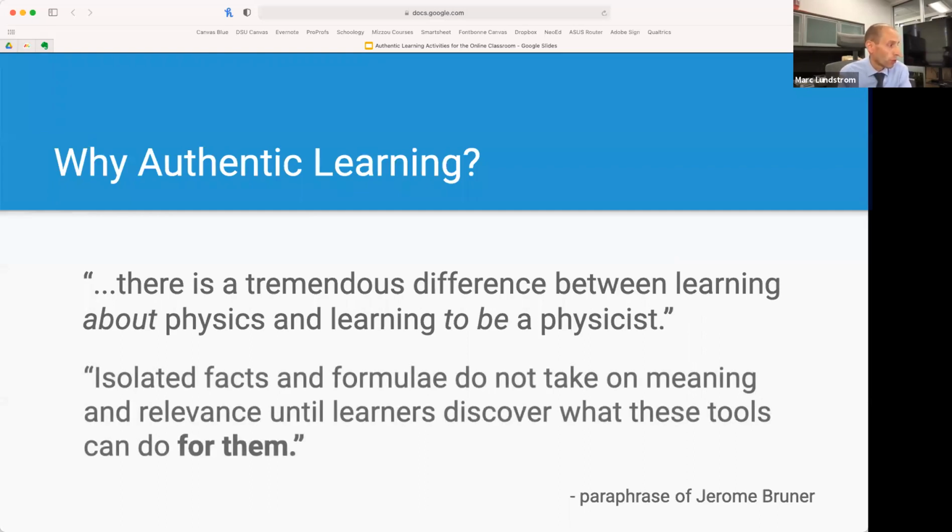Okay, this is one piece, the second half of that, which talks about the fact that having isolated facts and formulas doesn't make it meaningful unless I know what these cool tools do for me as a student. So anyway, this is just one way to, I think, see the value of authentic learning.